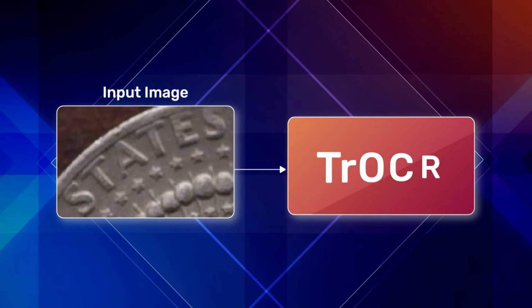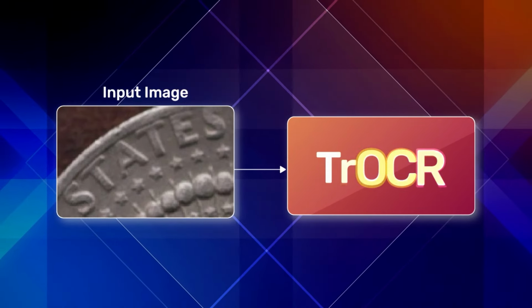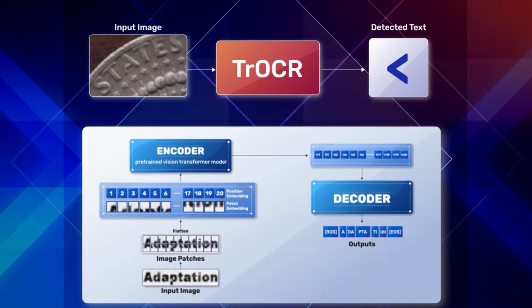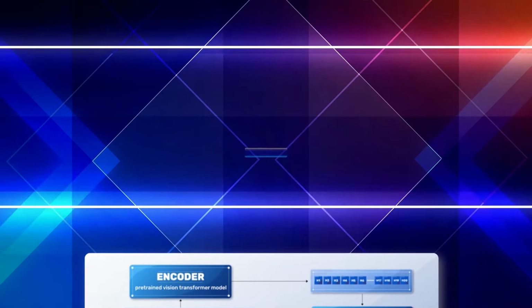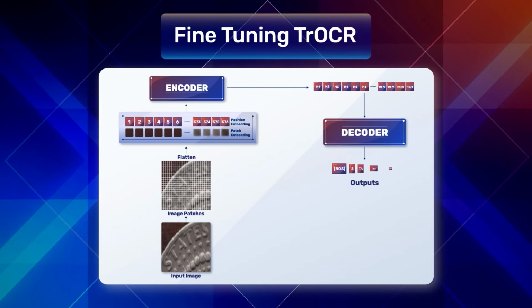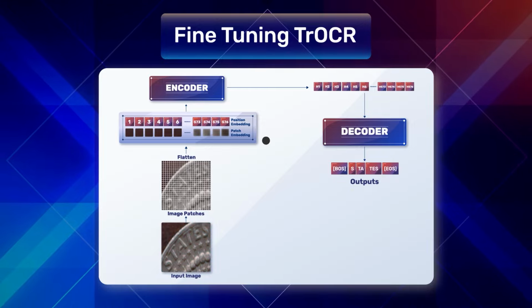The transformer-based OCR, TrOCR, does not perform well on curved text. That's what we checked out in our last video. So, today we will fine-tune the TrOCR small model on text images from the wild.